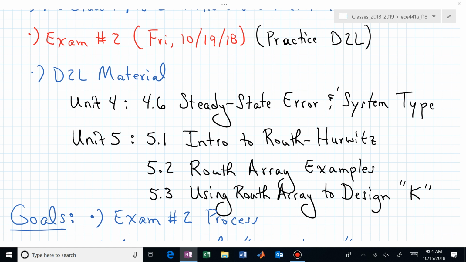Relative to that, there is practice material for the exam on D2L, and there's also material that should get you ready for homeworks 4 and 5 and exam number 2. I gave you some additional material in lecture video 4.6, which talks about steady state error and system type. The last time we met, we introduced the concept of the Routh-Hurwitz stability criteria, and that's lecture video 5.1. And since then, maybe you've already taken advantage of that, hopefully.